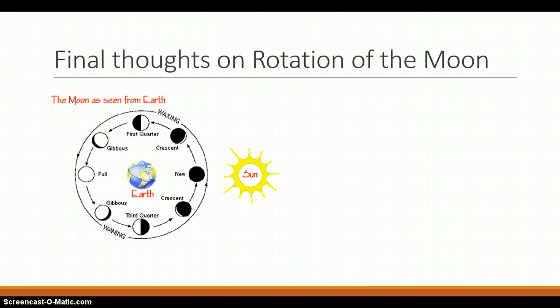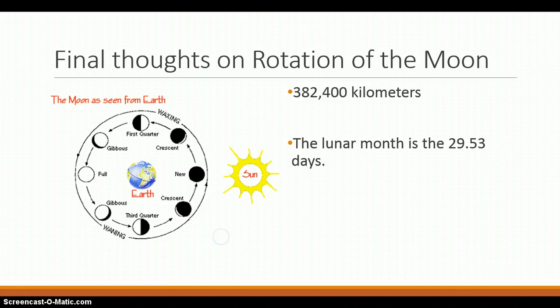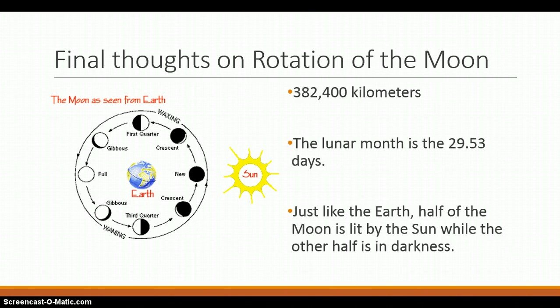The final thoughts on rotation of the moon. The moon orbits Earth at an average distance of 382,400 kilometers. The lunar month is 29.53 days, the time it takes to go from one new moon to the next. Just like the Earth, half of the moon is lit by the sun, while the other half is darkness. The phases we see result from the angle the moon makes with the sun as viewed from the Earth.